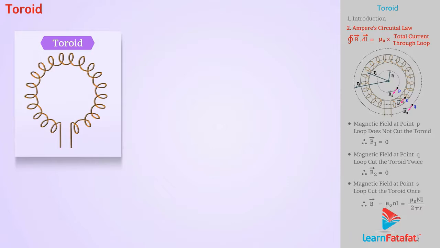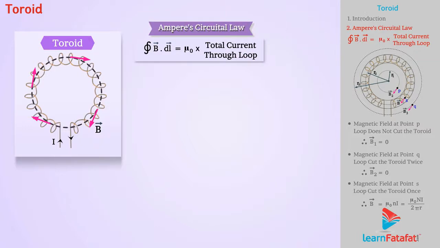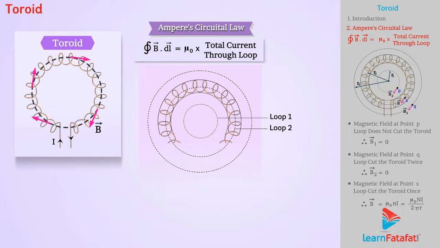Consider such a toroid in which current I is flowing. This current produces circular magnetic field whose direction is given by tangent to the magnetic field at point of interest. Let's find magnetic field B with the help of Ampere's circuital law. To apply the law, we are going to consider 3 Amperian closed loops 1, 2 and 3 having radii R1, R2, R3 respectively.